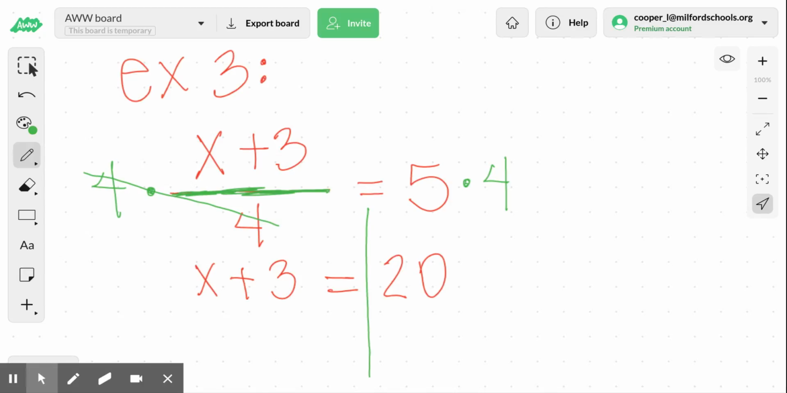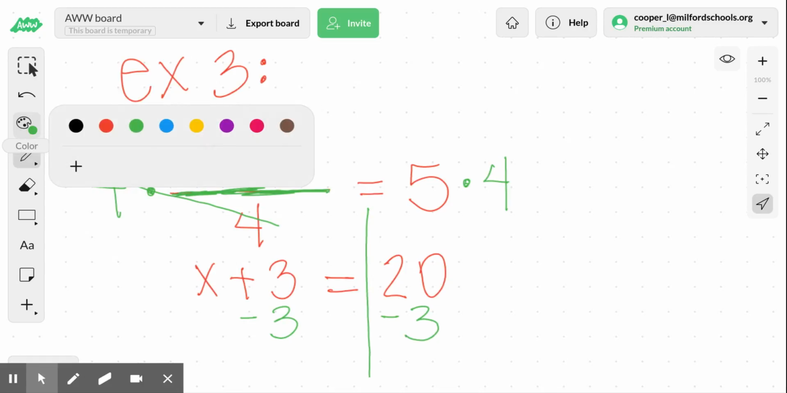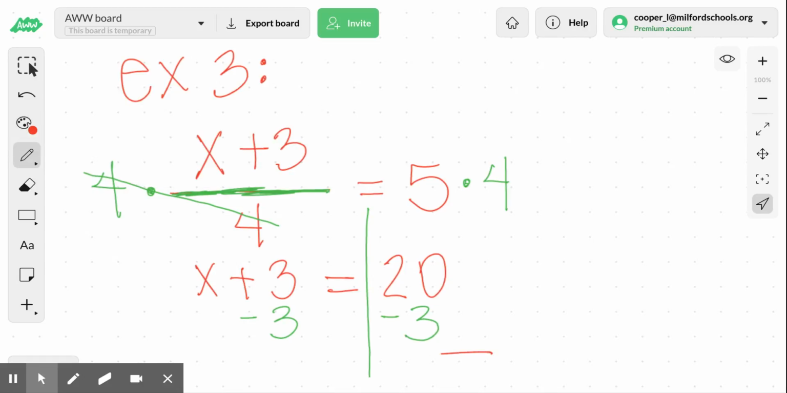So I have a plus 3. I'm going to subtract 3 on both sides. I'm kind of running out of room here on the bottom, so I'm going to move it over. I'm left with now an x, so I'm going to put that x over here. So I bring that x over, I still write the equal sign, and then 20 minus 3 is 17.